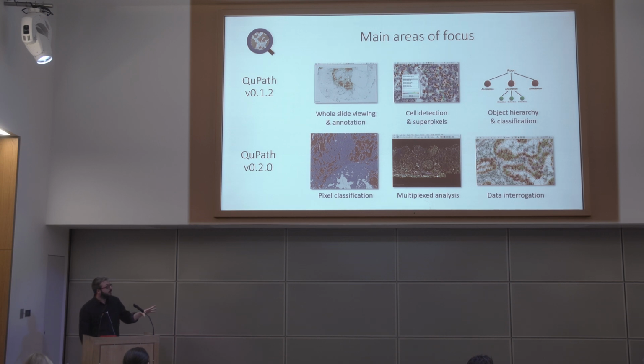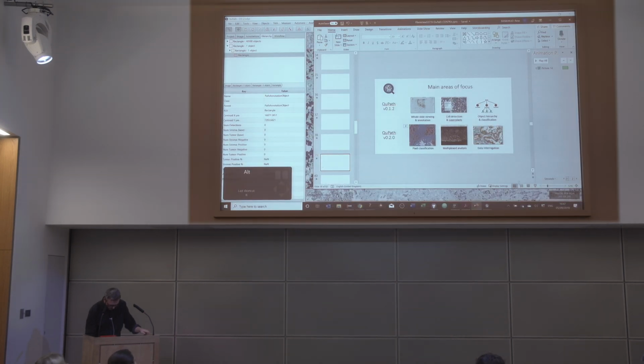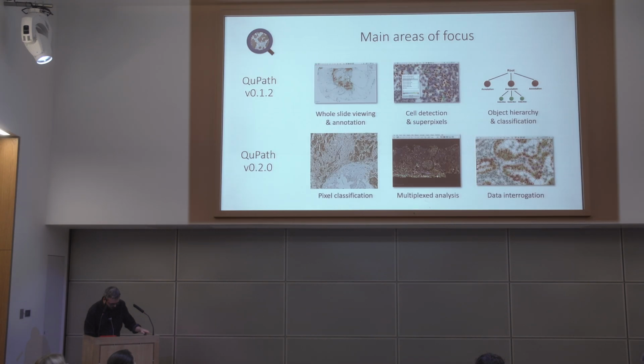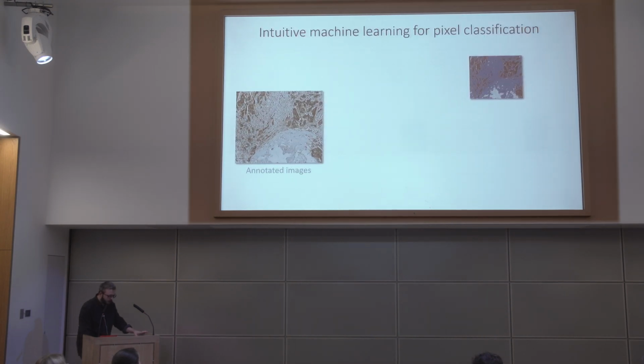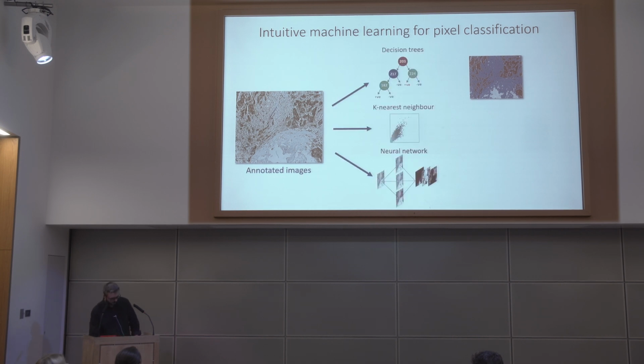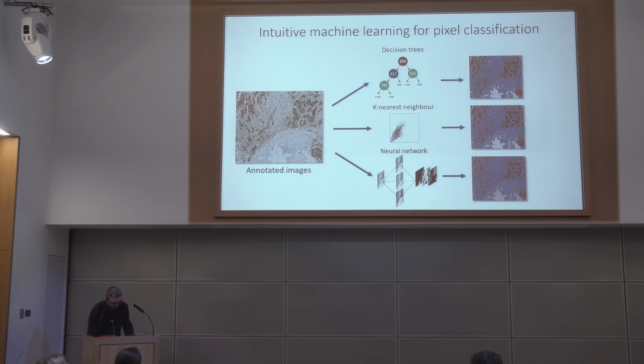Multiplex analysis for fluorescence or imaging mass cytometry images, where you might have a very large number of color channels, essentially, for a large number of markers. And then how do you interrogate the data, look at spatial distributions and so on. And so my goal with the pixel classification is to try and make it intuitive to go from an image to applying different types of classifier to identify regions.